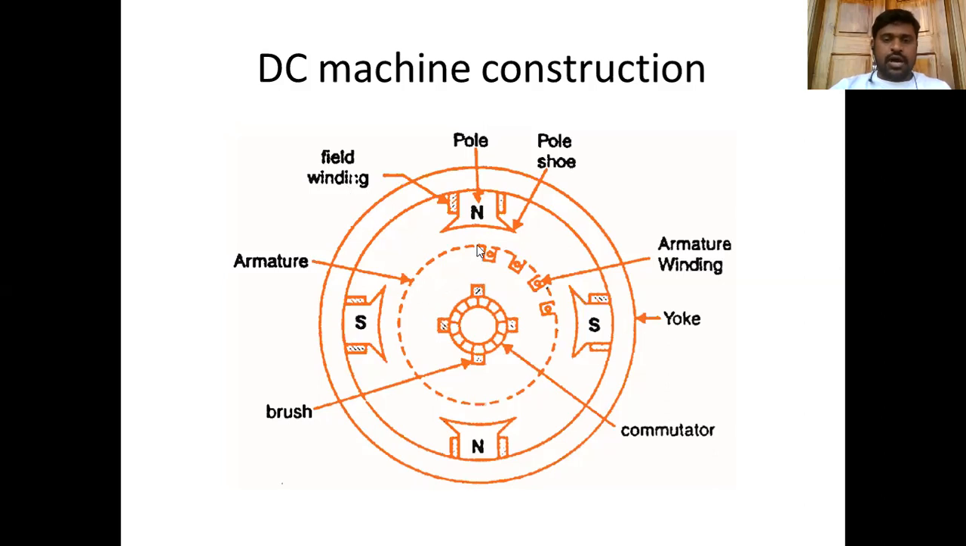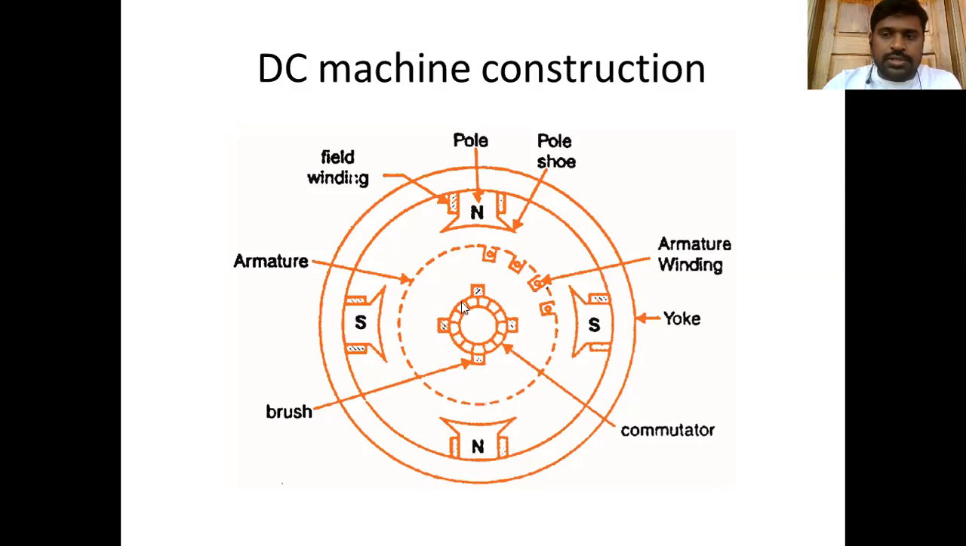And inside we have the armature. This is the armature, and it has armature slots. These are the armature slots. In the armature slots, we place a winding. That winding we call the armature winding. And it is connected to the commutator, and these are the commutator segments. These commutator segments are equal to the number of armature coils. And these are the brushes. These brushes lie on the commutator. They make contact with the commutator.